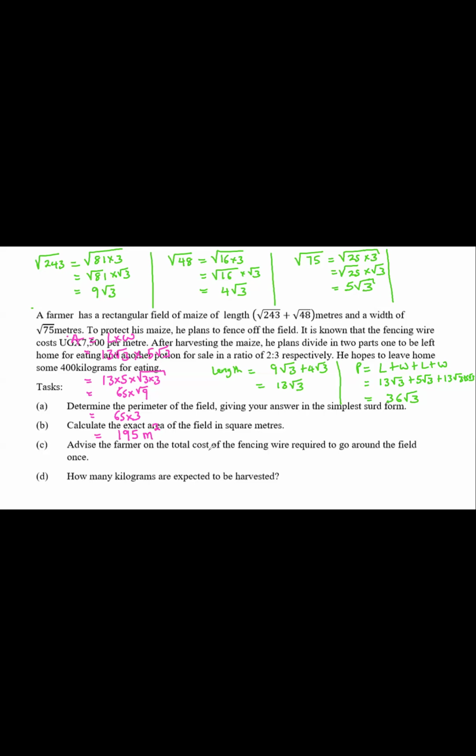Then part C: Advise the farmer on the total cost of the fencing wire required to go around once. So that means, can everyone also calculate that? Yes, Rabban?